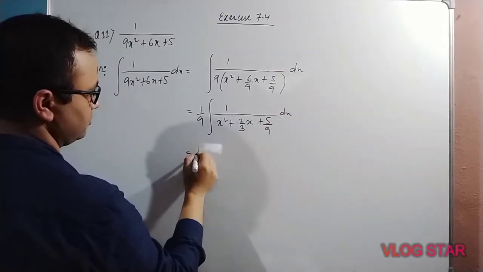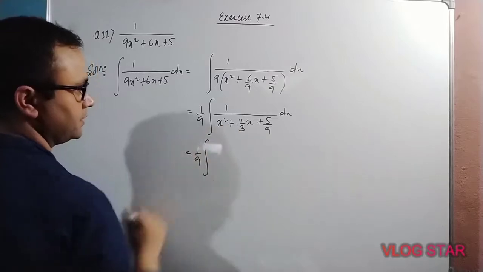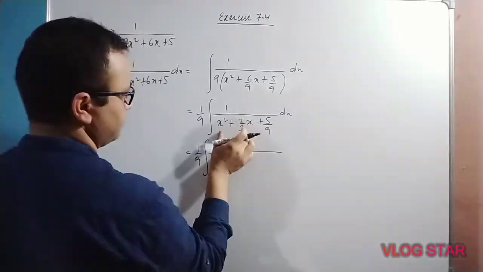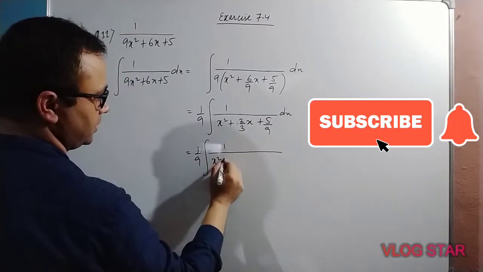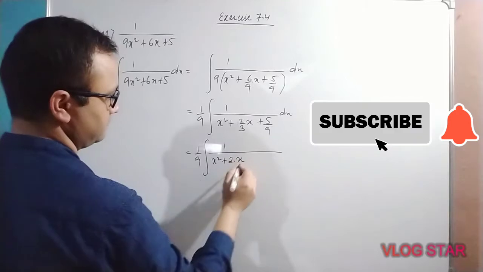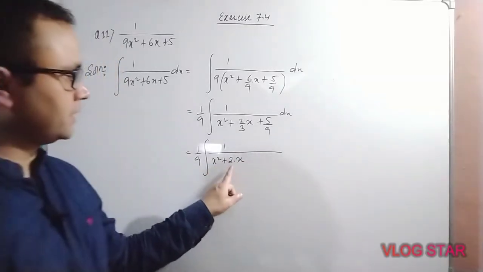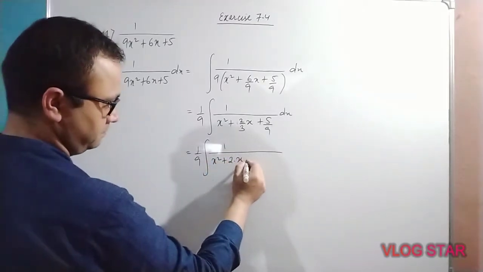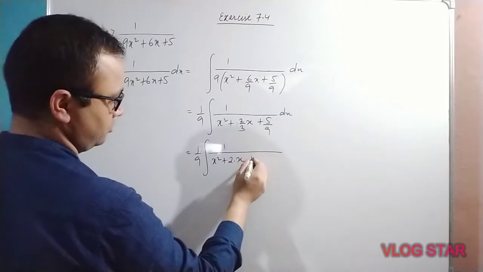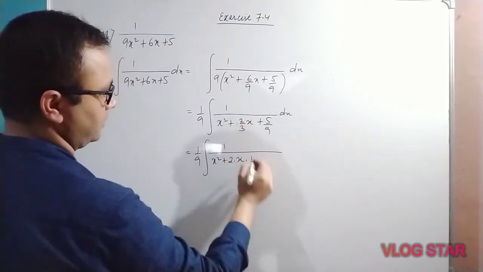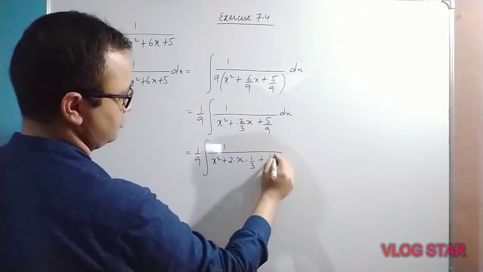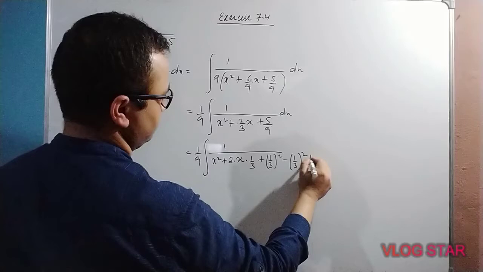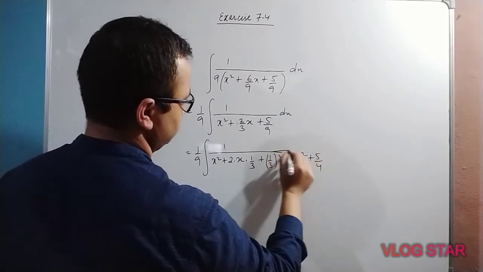So this equals 1 by 9. Now apply completing the square. First make it into a plus b whole square. A square plus 2 into a into b. If you multiply b with 2, you will get 2 by 3, so b is 1 by 3. 2 into 1 by 3 is 2 by 3 into x, plus b square, which is 1 by 3 square, minus 1 by 3 square, plus 5 by 9 dx.